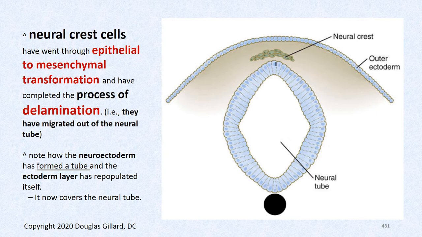Okay, so neural crest cells have gone through epithelial to mesenchymal transformation, through the process of delamination, that is, they've migrated out of the neural plate, the neural folds, before they've come together to form the neural tube. Note how the neural ectoderm has formed a tube-like structure now. Note how the ectoderm has repopulated. See, there's no more hole here. Everybody's happy. It's fixed. So we basically swallowed these original ectoderm cells, converted them to neuroectoderm cells, rolled them up in a tube, and swallowed them.